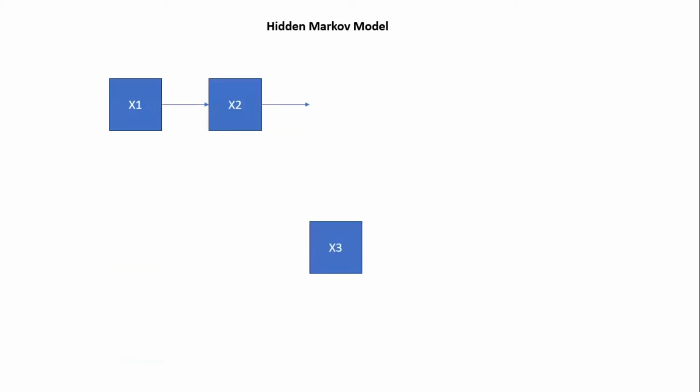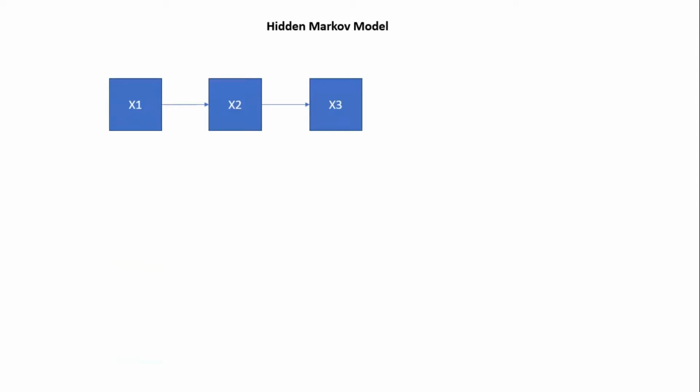Here we can take a sequence of states where each state depends on the previous state at a particular instant of time. We'll see how to represent these states in the form of a chain. For example, we have a chain of states x1, x2, and x3.